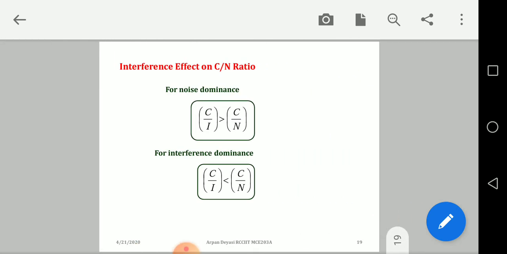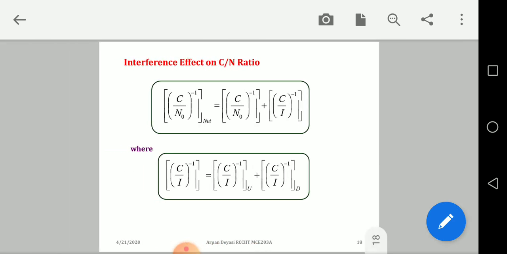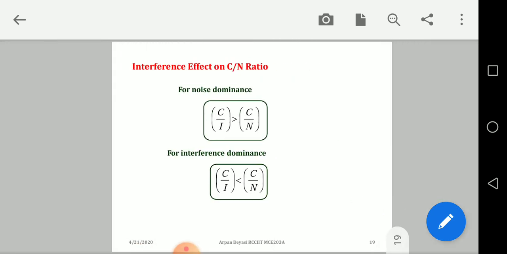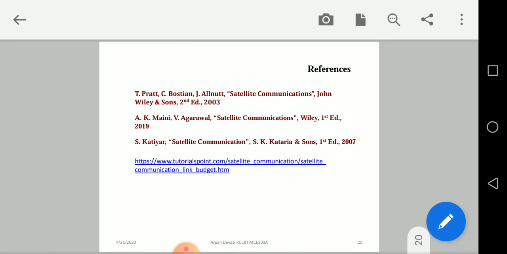Once we get that, now if noise dominates, then C by I will be greater than C by N. But if interference dominates, then C by I will be less than C by N. So substituting in the equation, your C by N net function, if noise dominates, will be C by N0. If interference dominates, it will be C by I. So that will be the complete link design with this.